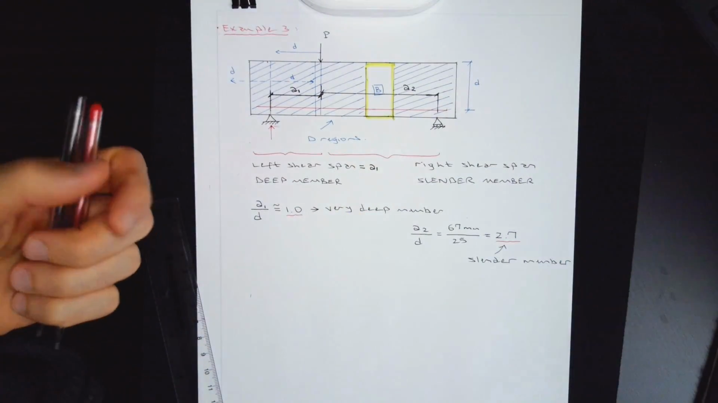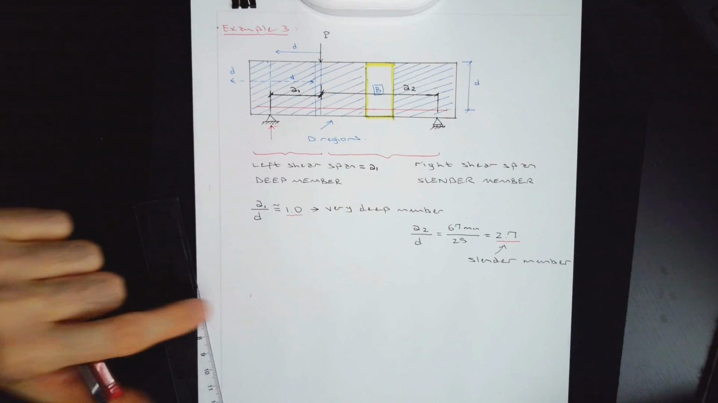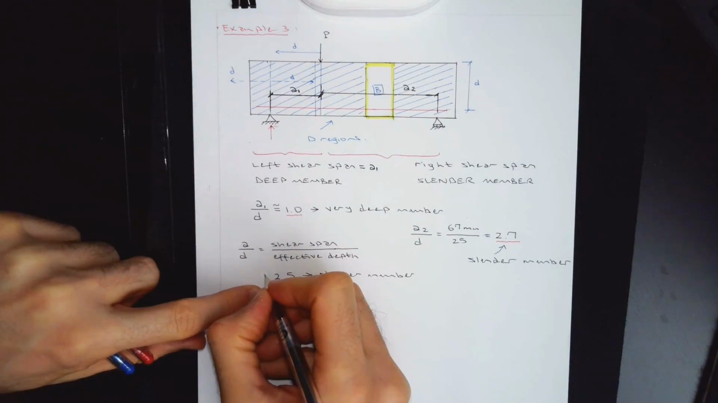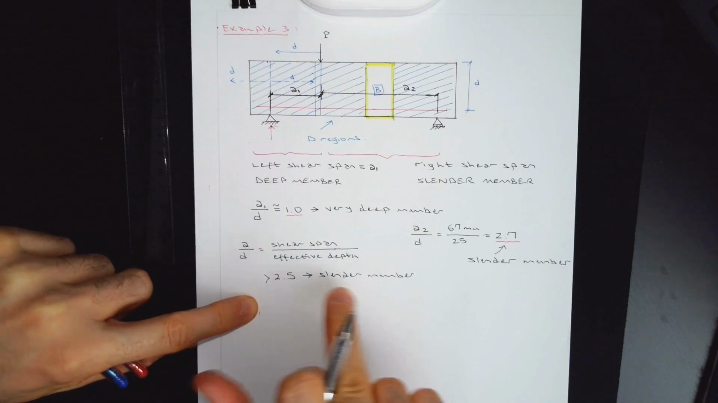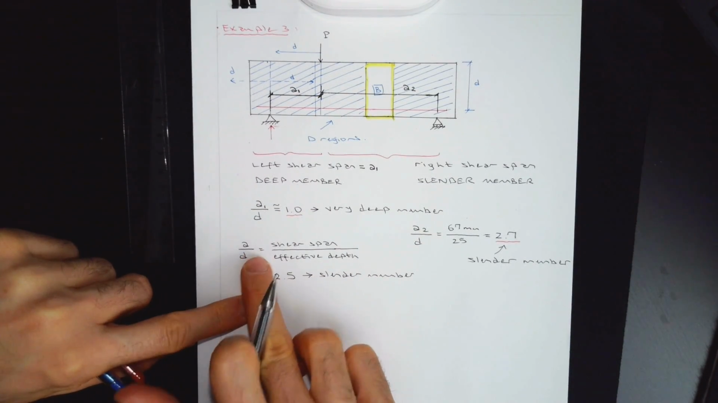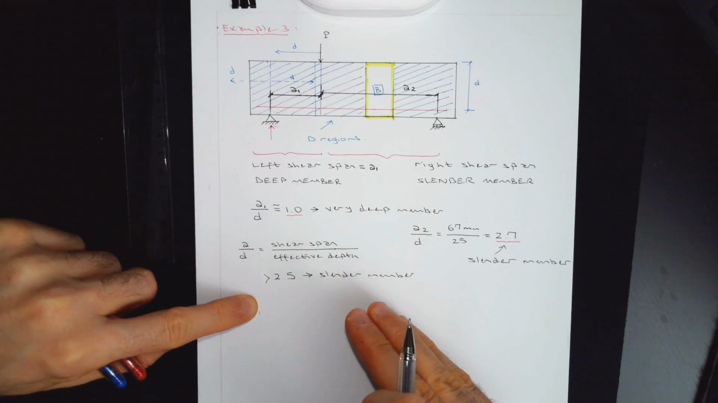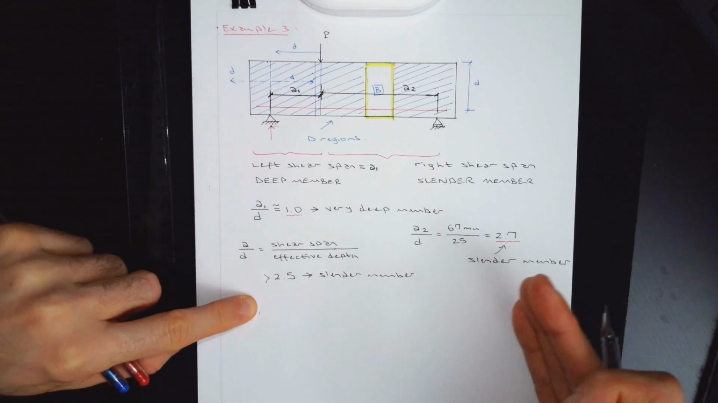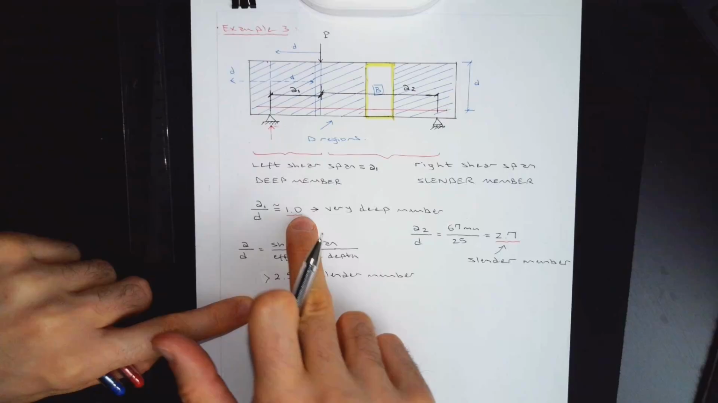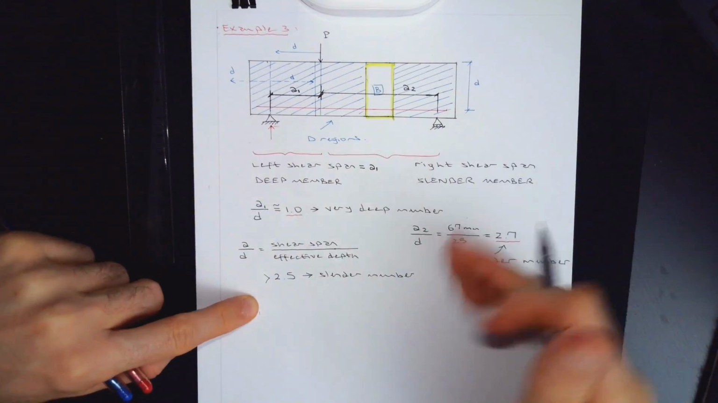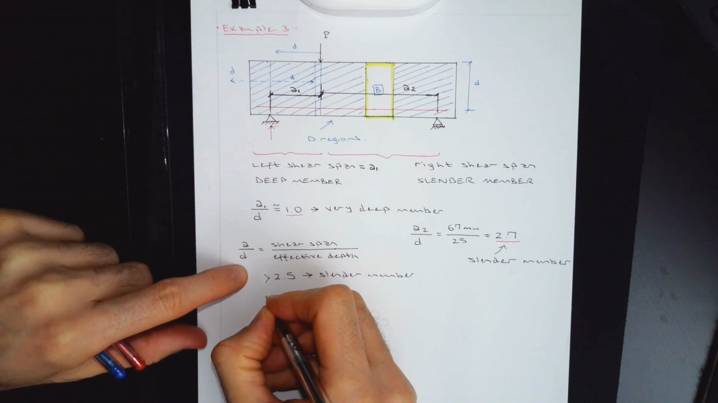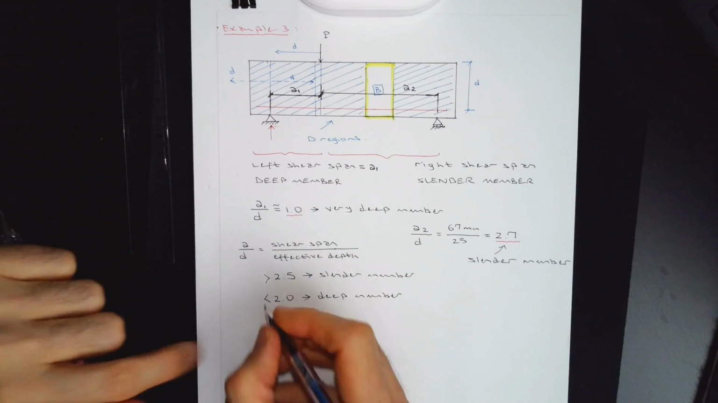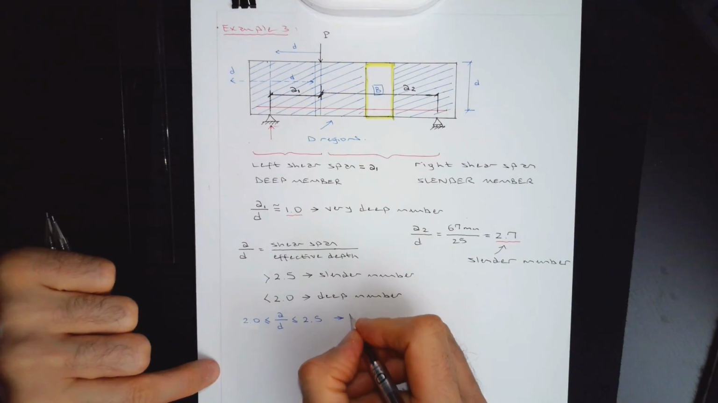I will come to a conclusion if you want to formulate this. A to D ratio, shear span to effective depth ratio. If A to D is larger than 2.5, it's a slender member. If A to D ratio is 7.5, it is a really slender member. The larger the ratio, the more slender the member is. The smaller the ratio, you see an example here, the deeper the member is. If this ratio is smaller than 2, it is a deep member. You might also ask what happens in between. You can call this transition zone if you wish.